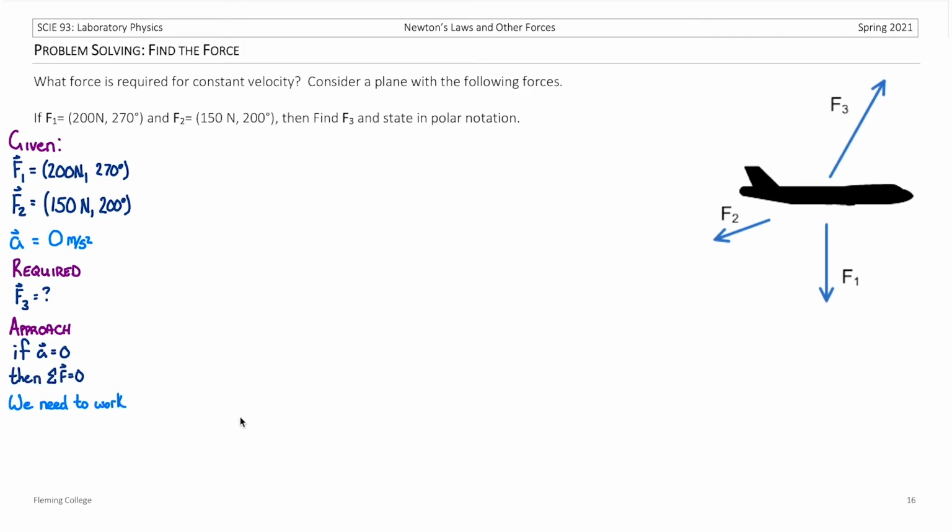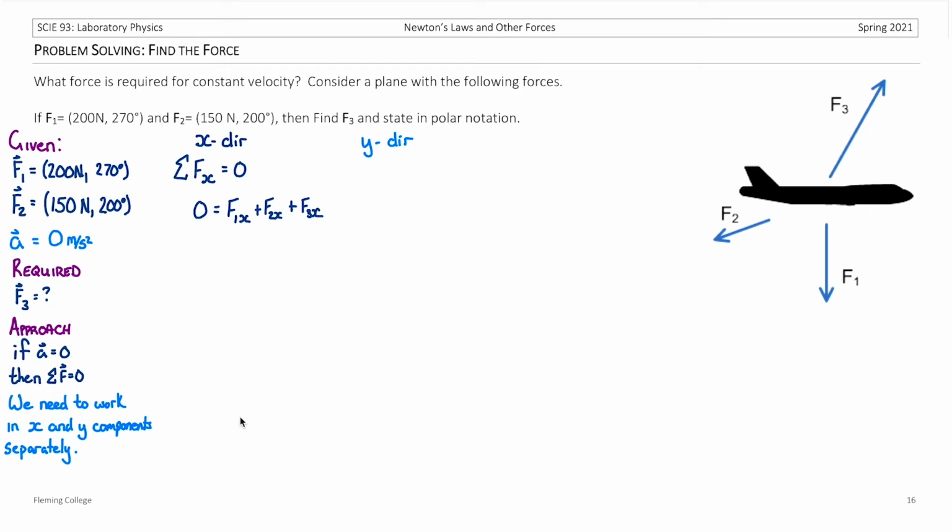And remember, we need to work in each component separately. So let's break our problem into 2 parts. We need to think of the x direction and the y direction. Overall, we know that the sum of all of the x components will be equal to 0. So we have 0 is equal to force 1's x component plus force 2's x component plus force 3's x component. This is the piece we don't know, so we need to rearrange the equation.